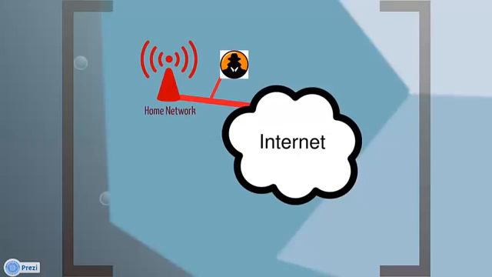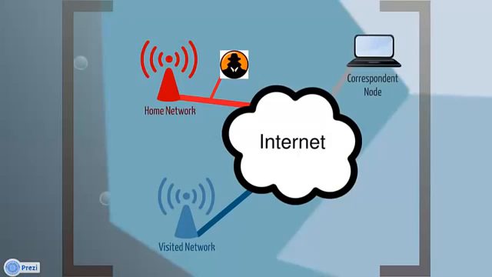To help us understand how mobile IP actually works, we will take this example. This is the home network that has a home agent connected to it. Another network will act as a foreign network. And the third network will contain the correspondent node that will try to send messages to the mobile node initially connected with the home network.